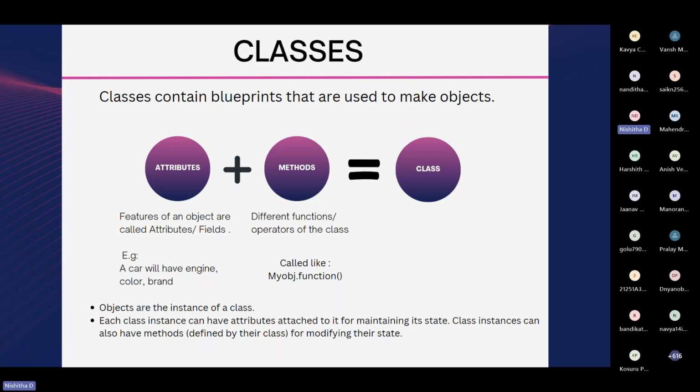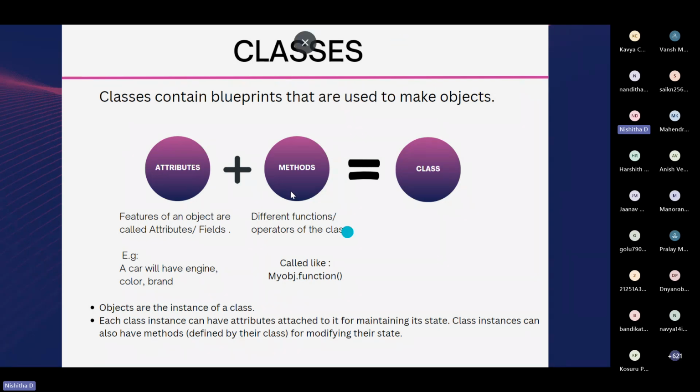Okay, classes consist of two things, attributes and methods. Attributes are nothing but the features of an object, basically the features of the class. Methods are nothing but different functions or operators of the class, and they should be called like, you know how we call normal functions, right? We write the function name and open bracket, close bracket, pass in the parameters.